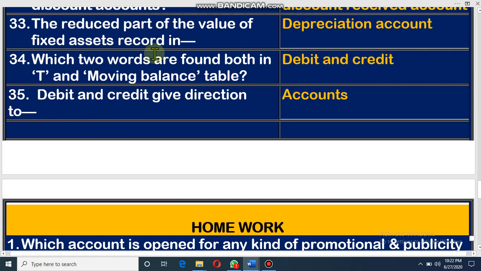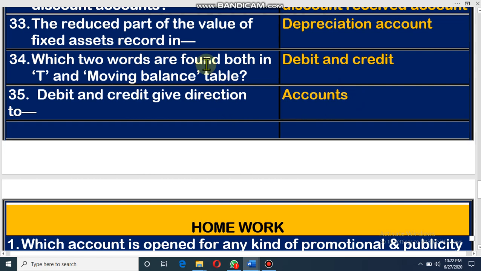Dear student, which two words are found in both T and modern ledger format? They are debit and credit. That means in modern format, there are also debit and credit, and in T format, they are also debit and credit. Debit and credit give direction to accounts.